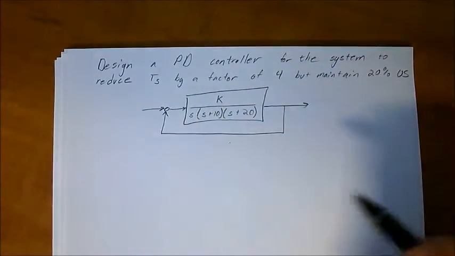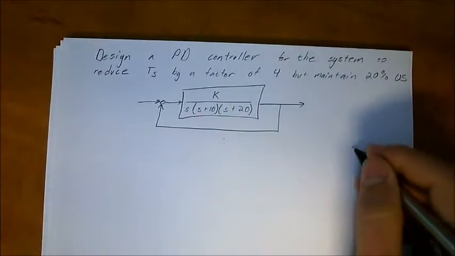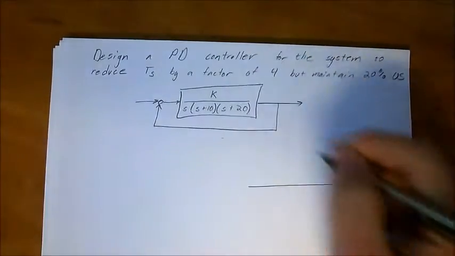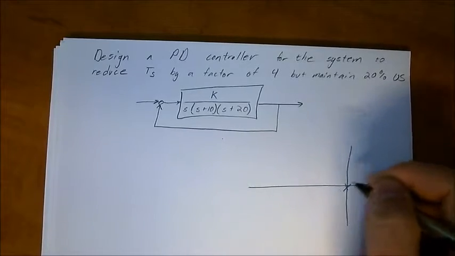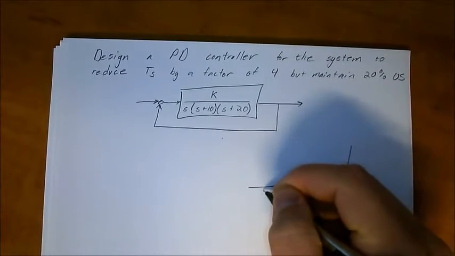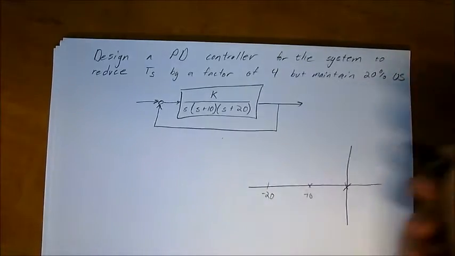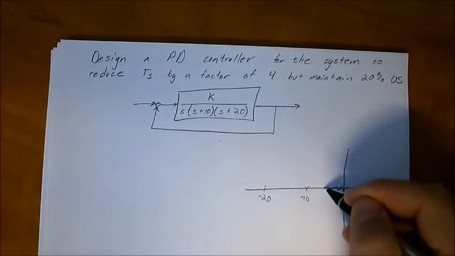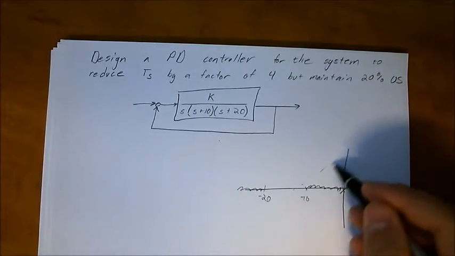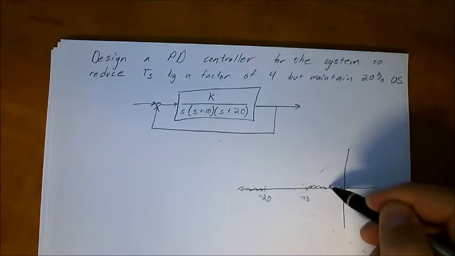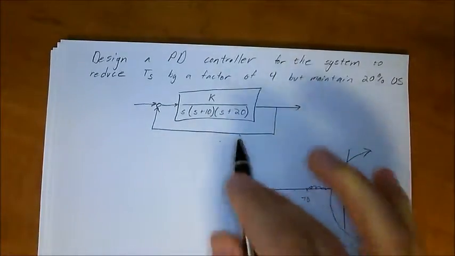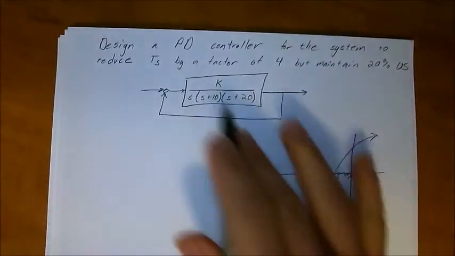So the first thing I'm going to do here is just kind of visualize what we have going on. I'm going to do a root locus plot. We have poles at 0, at -10, and at -20. And if you fill out this root locus plot like this, and maybe find out where your asymptotes are, they're going to be something like this. Okay, so that's generally what this system does as it sits right now.